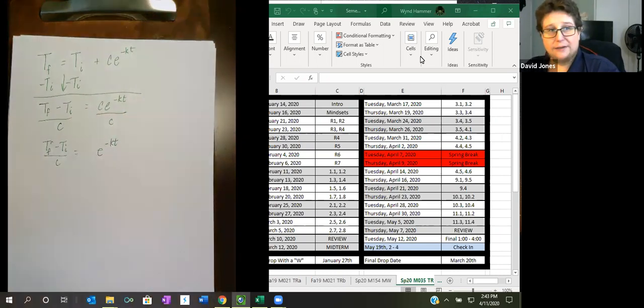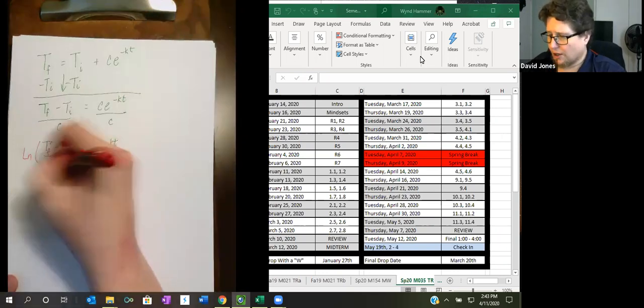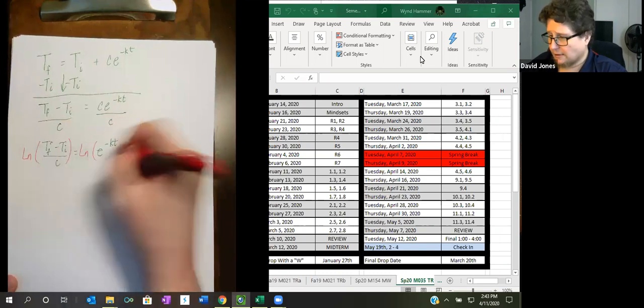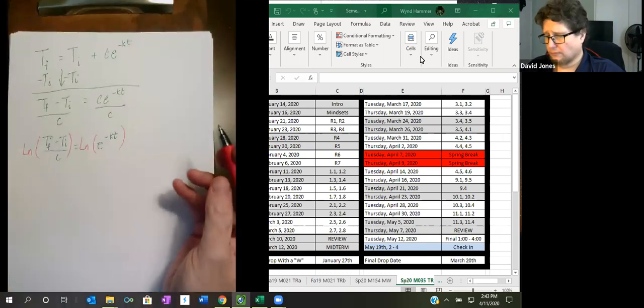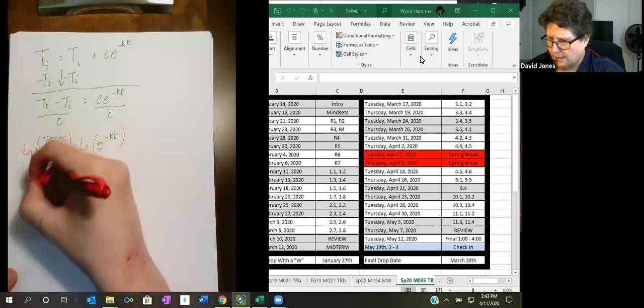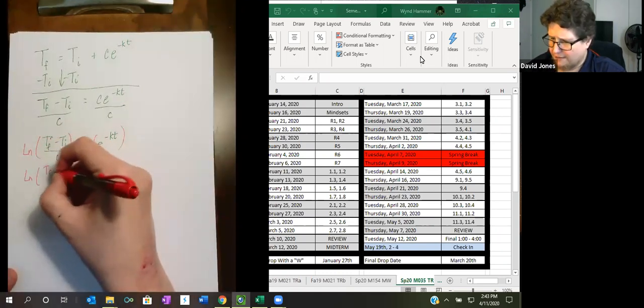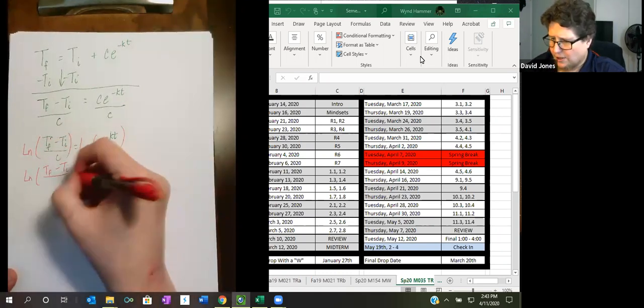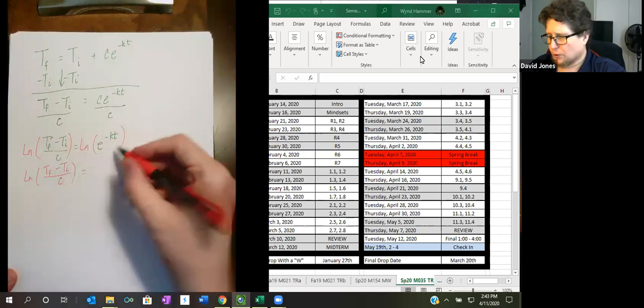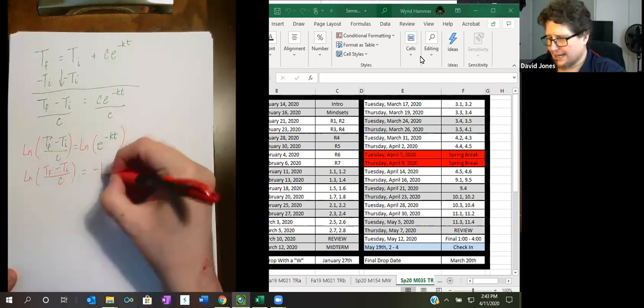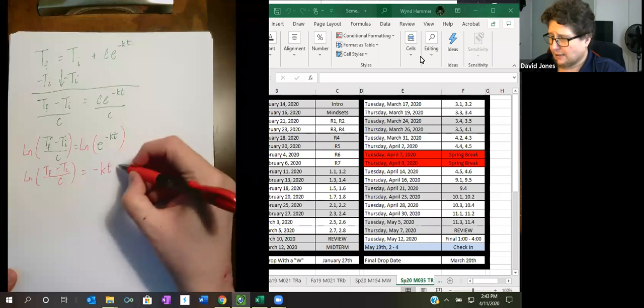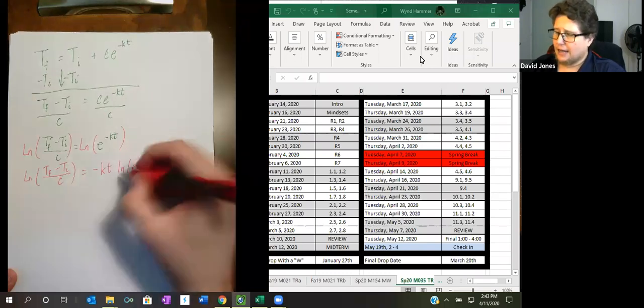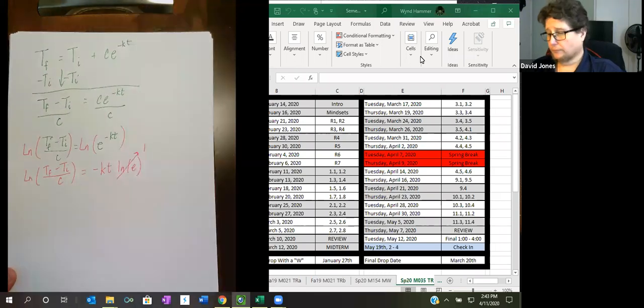How did we get rid of e in the past, in the last section when we were going over solving these? We take the natural log of both sides. This becomes the natural log of (T final minus T initial) over C equals, we can pull the negative kt down, and now that's times the natural log of e. And we know that's 1.